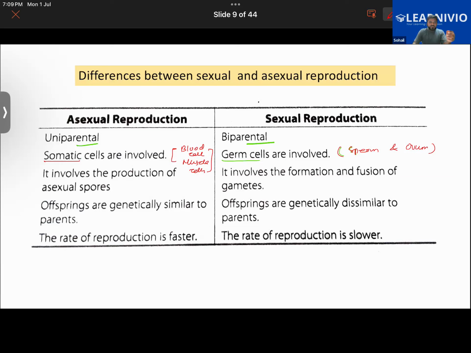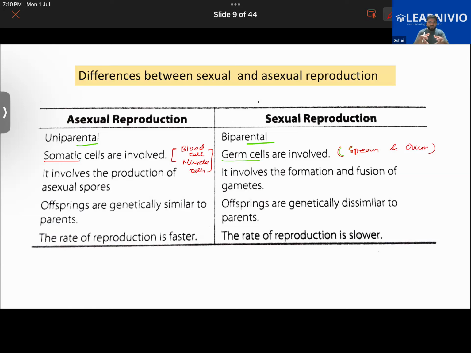See, somatic cells are basically any kind of cells in a multicellular organism that are not involved in the process of reproduction. In the case of multicellular organisms like humans, frogs, etc., wherever sexual reproduction is going to take place, somatic cells are not involved.